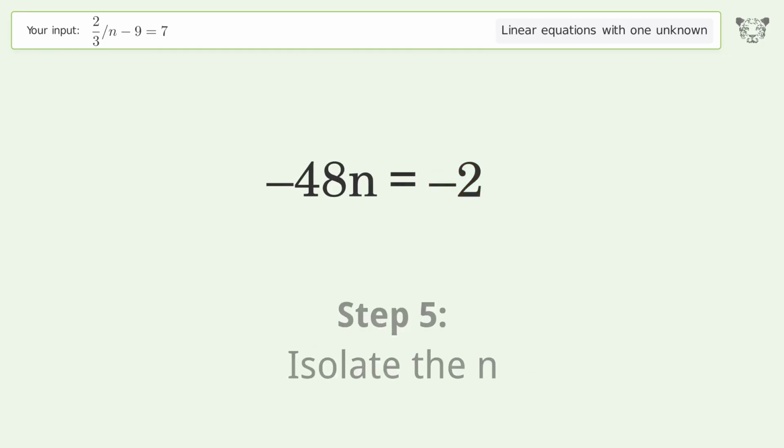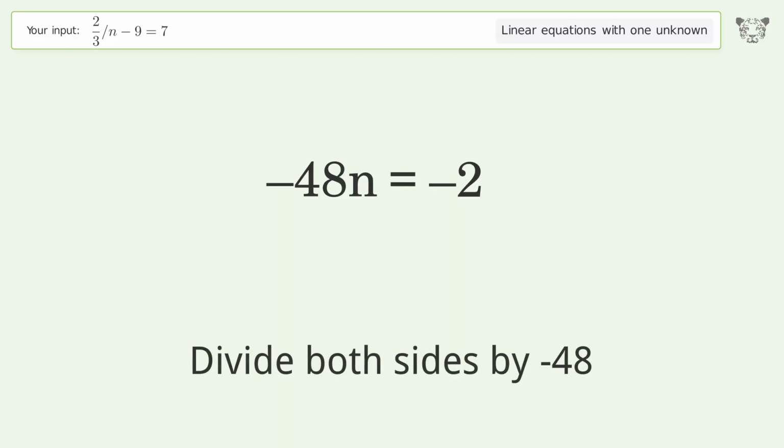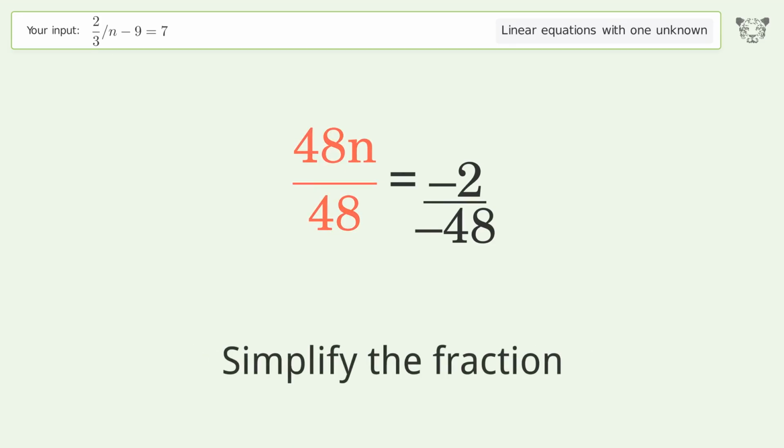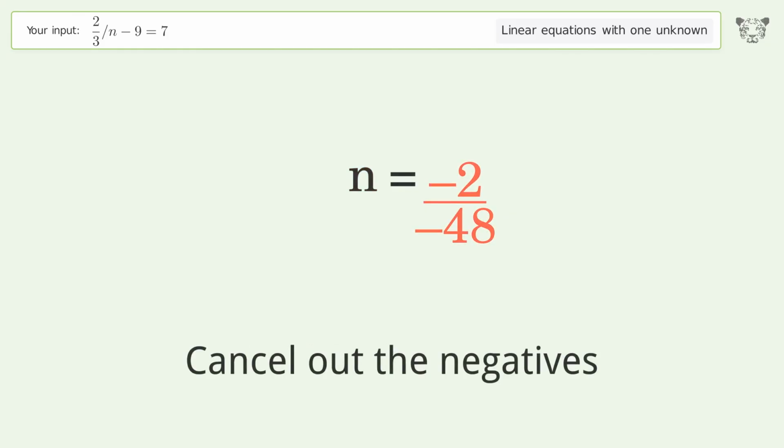Isolate the n. Divide both sides by -48. Cancel out the negatives. Simplify the fraction. Cancel out the negatives.